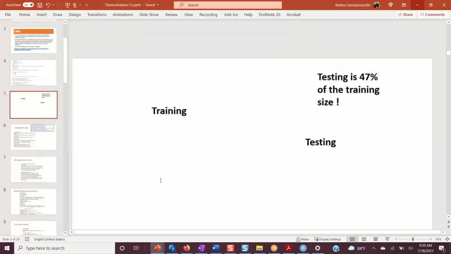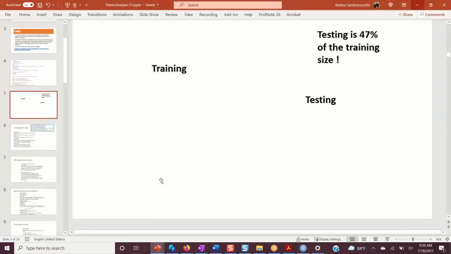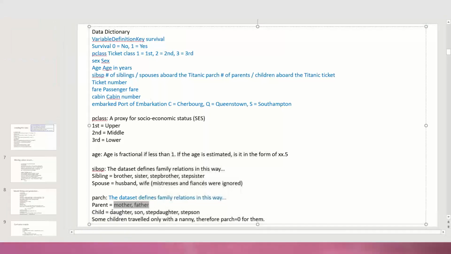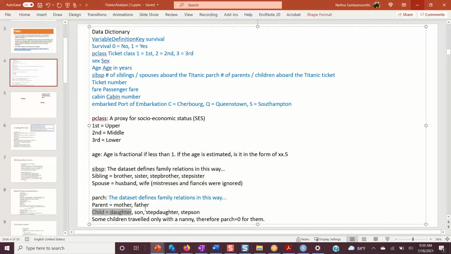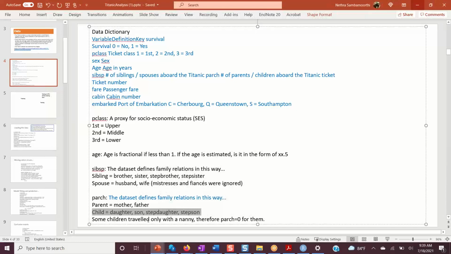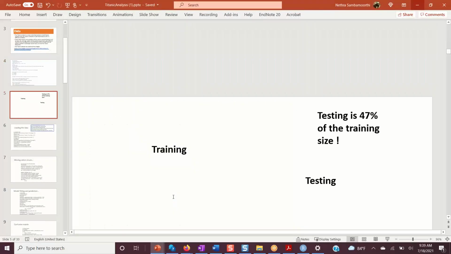Let me go back. Here it is. Okay. So the data set defines the family parent-child relationship in this way. They are accompanied by a parent. If it is a child, this is the code. Some children travel with a nanny. Okay, those are the three classes.